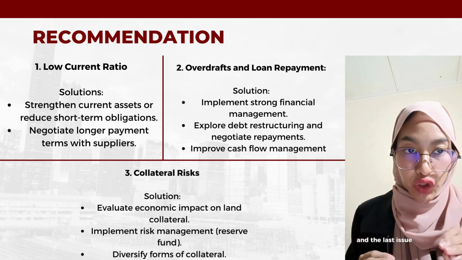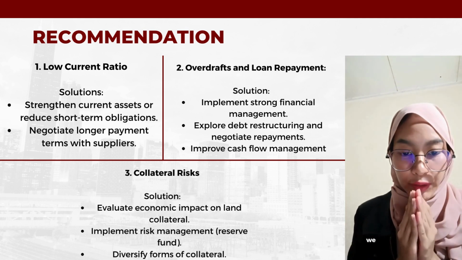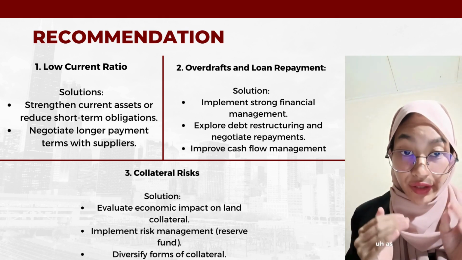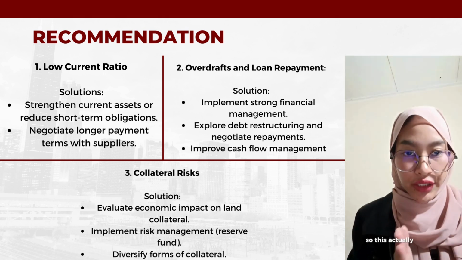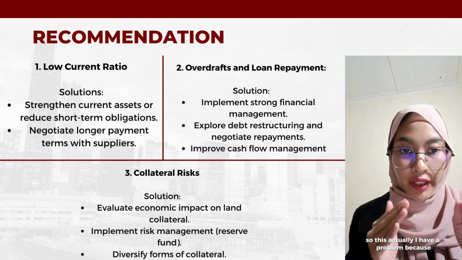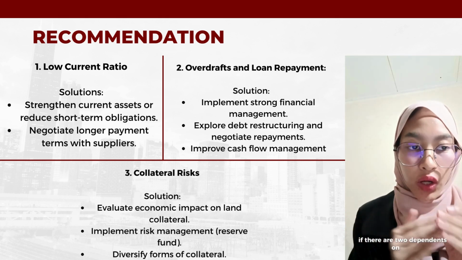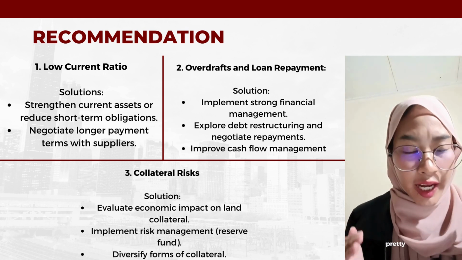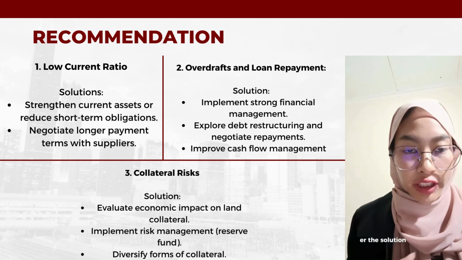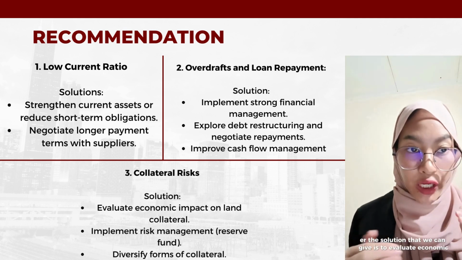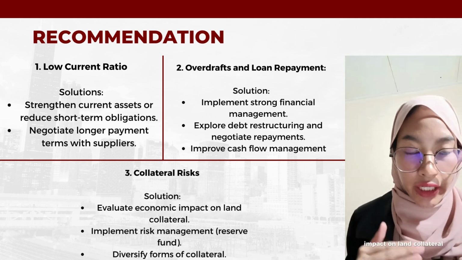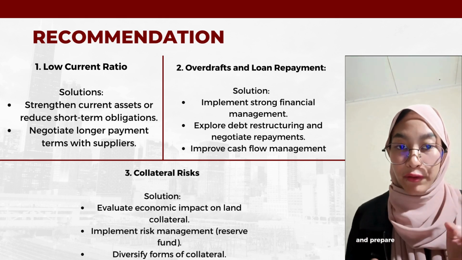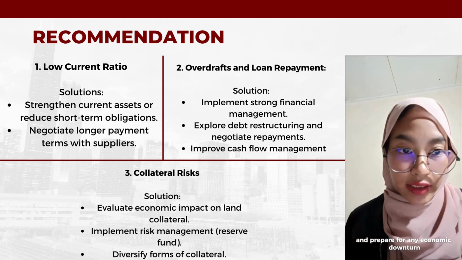And the last issue is collateral risk. We realize that they actually use their land as collateral. This is a problem because if they are too dependent on land as collateral, the vulnerability to economic downturn is pretty high. The solution that we can give is to evaluate the economic impact on land collateral, so they can expect and prepare for any economic downturn.